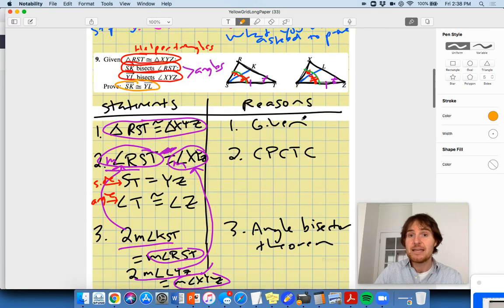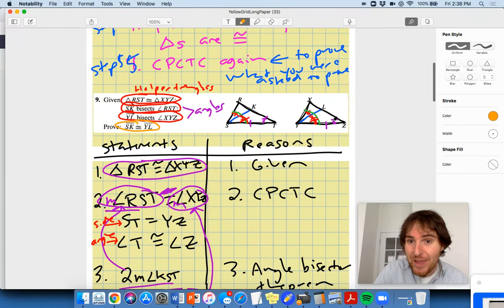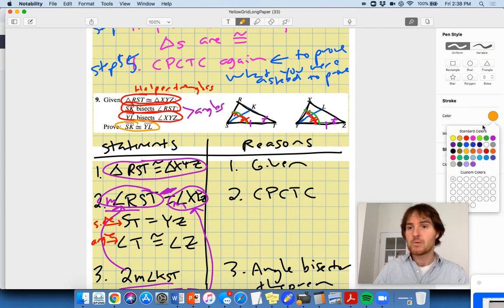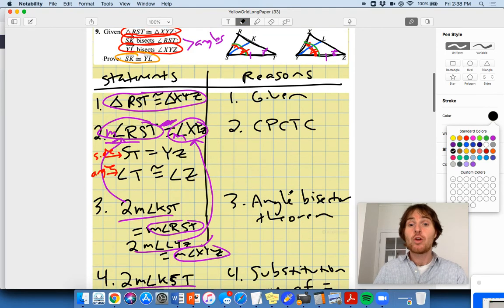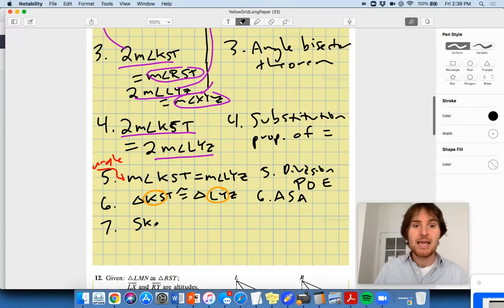So these here, I proved through ASA that those bottom triangles are congruent to one another. So through CPCTC, SK is congruent to YL, and that wraps up the proof. Okay, SK congruent to YL.